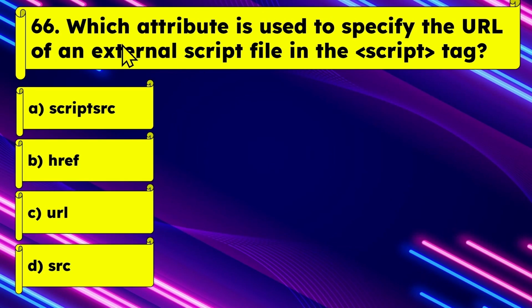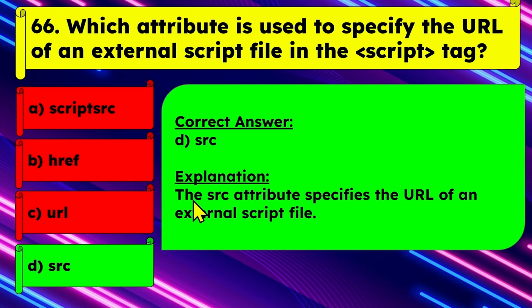Next question is, which attribute is used to specify the URL of an external script file in the script tag? Option A script src, option B href, option C URL, or option D src. So these options are a little confusing, but don't worry, here the correct answer is option D. You can see the src attribute specifies the URL of an external script file.